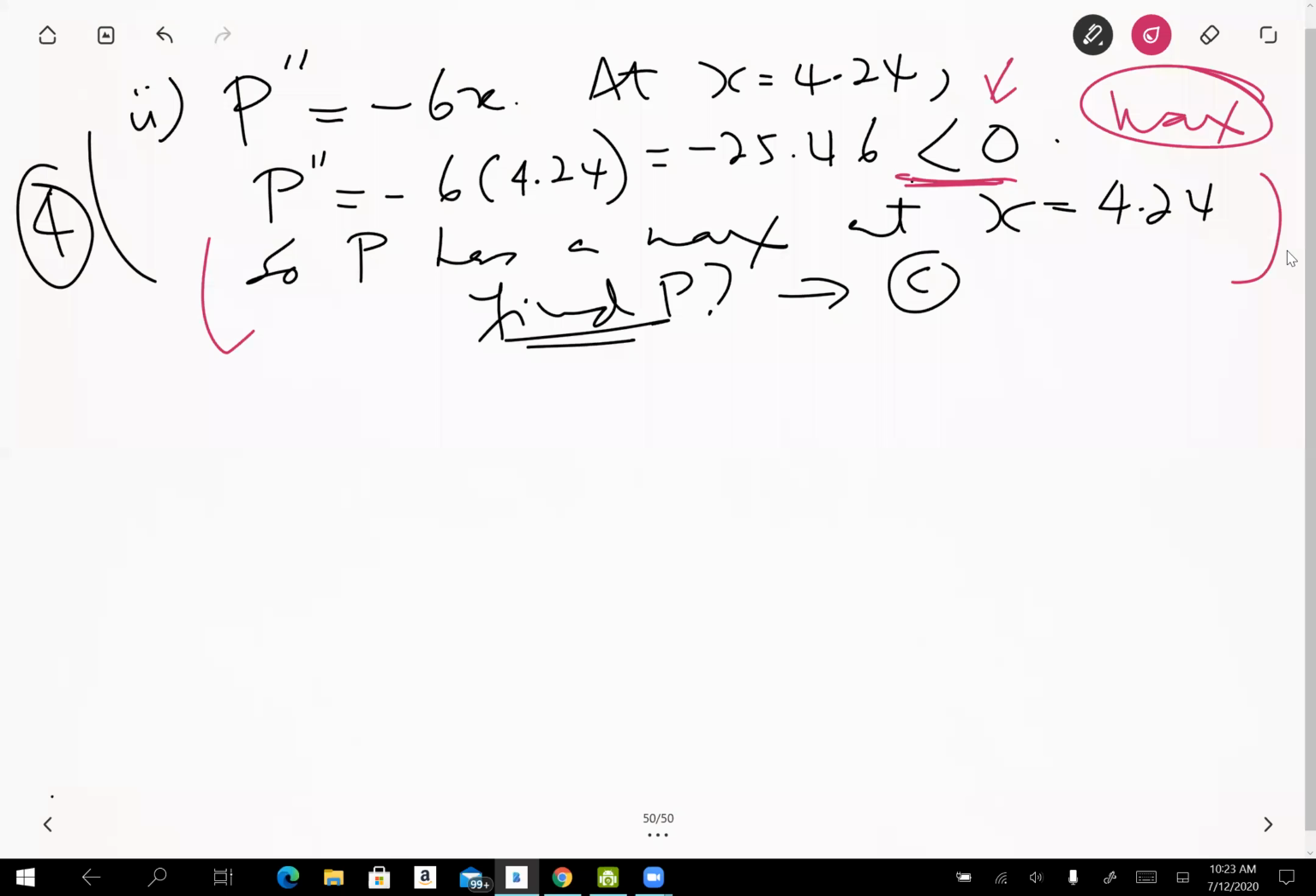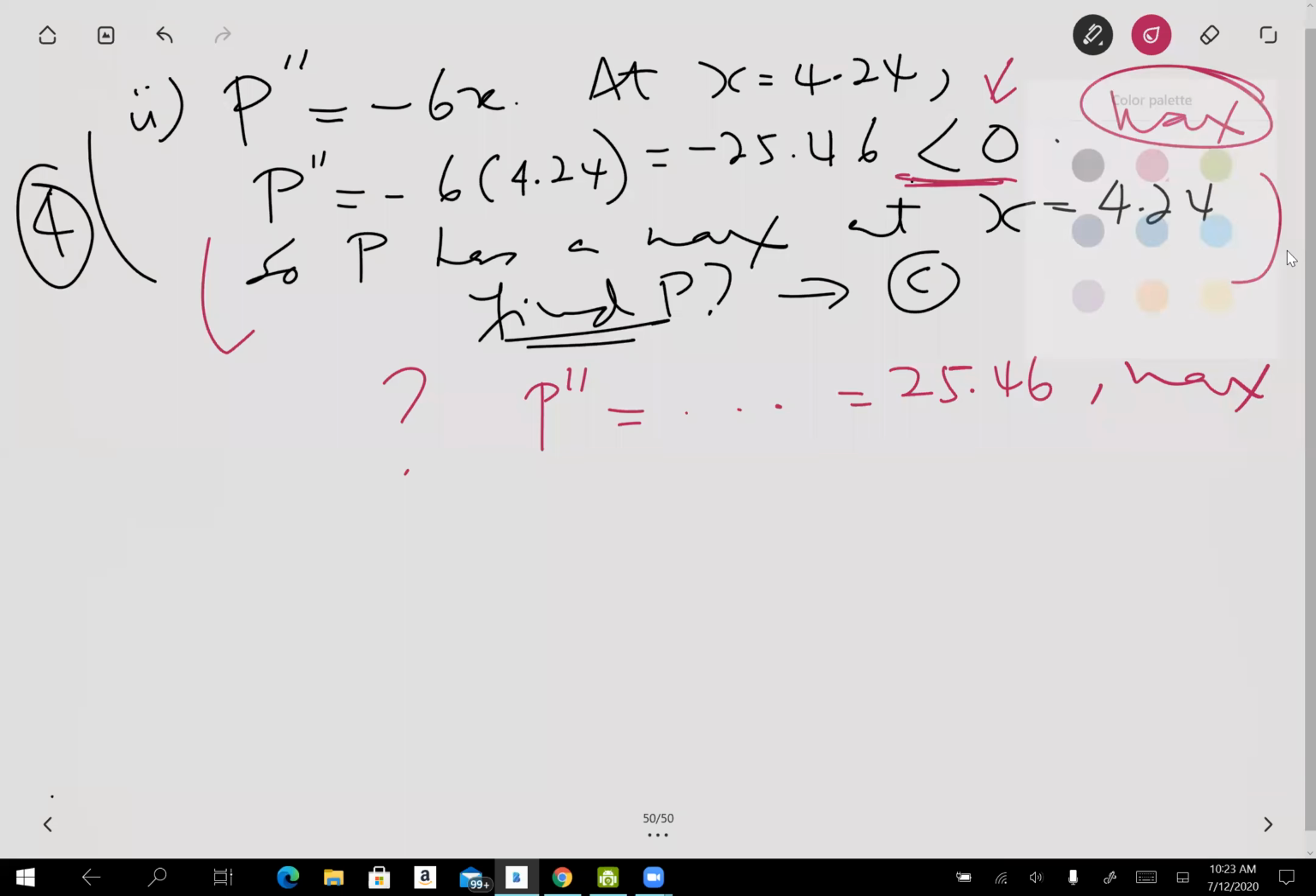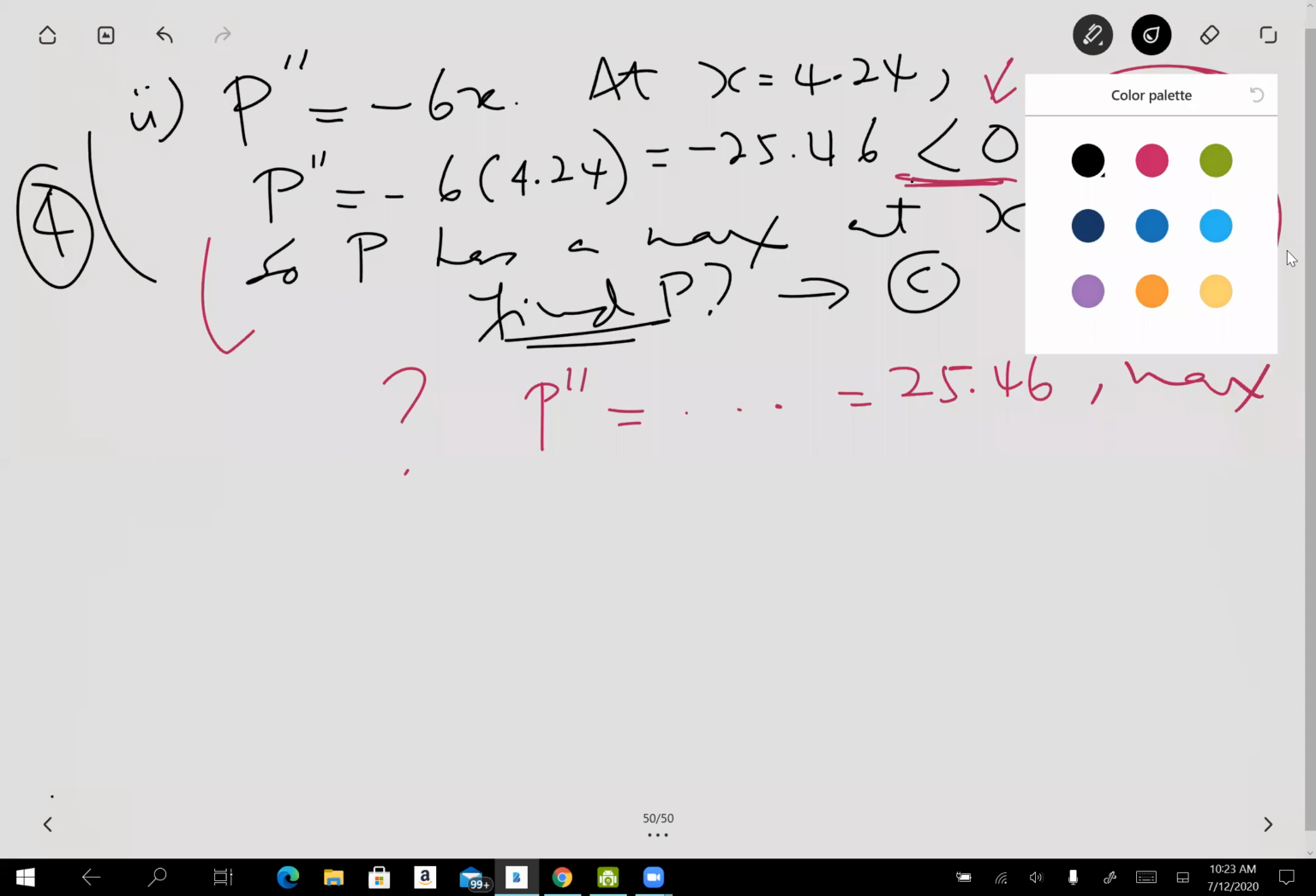Okay, and I have seen you just say p double prime equal to 25.46, then maximum. So I don't know what you're talking about. Right, these are the important things. So that is part A.